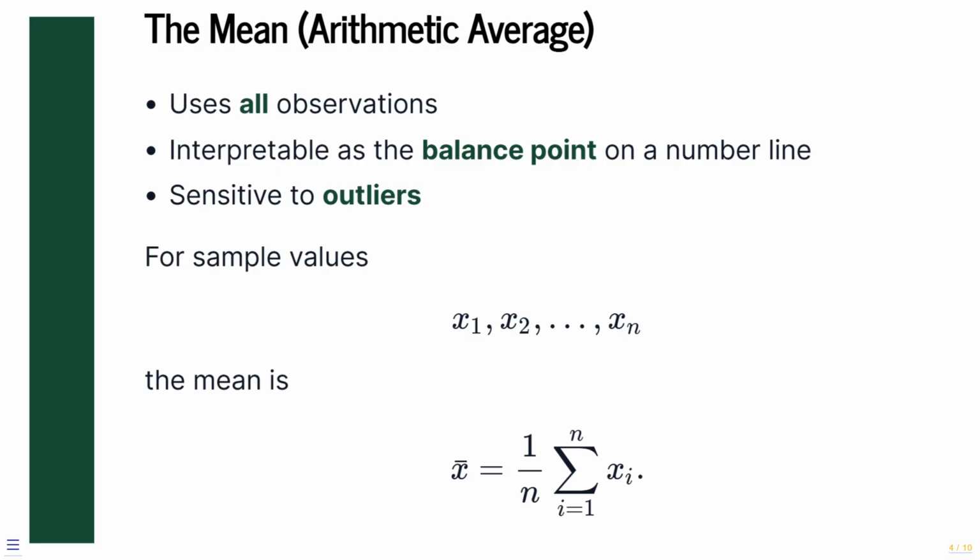The mean of a sample, often denoted x bar, is the sum of all observations divided by the number of observations. If you imagine placing each data value as a weight on a number line, the mean is the balance point, the location where the line would balance perfectly. Formally, for sample values x1, x2 through xn, the mean is equal to the sum of the sample values divided by the sample size n.